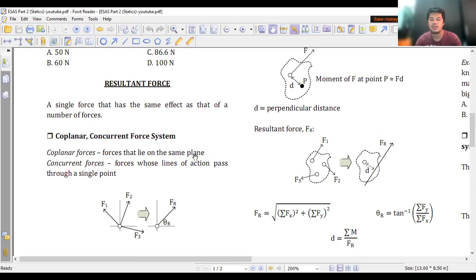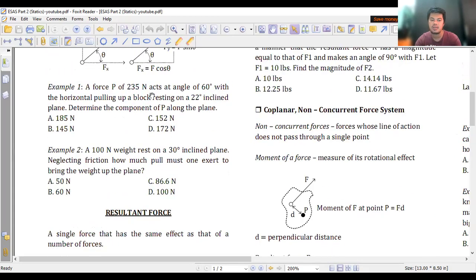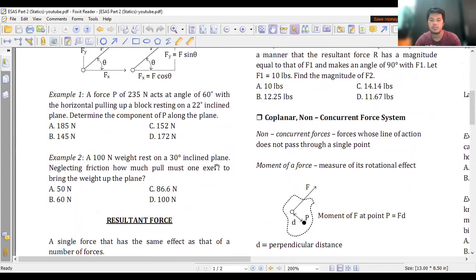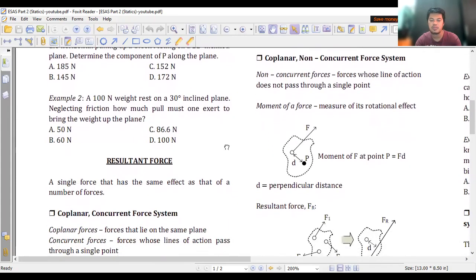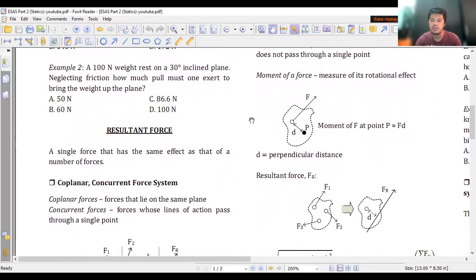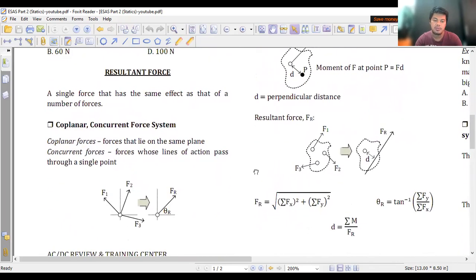Although we can analyze non-coplanar forces using the first topic discussed, the components of a force, the topic that will be presented in this lecture focuses only on coplanar forces. So we will be discussing forces on the same plane, meaning we have the x and y axis. So, resultant force.